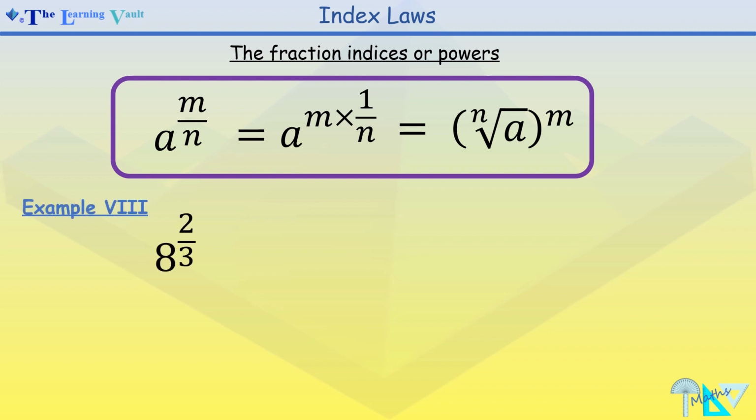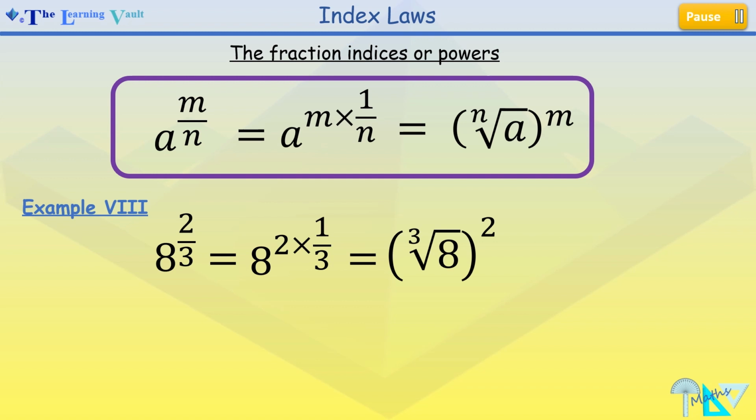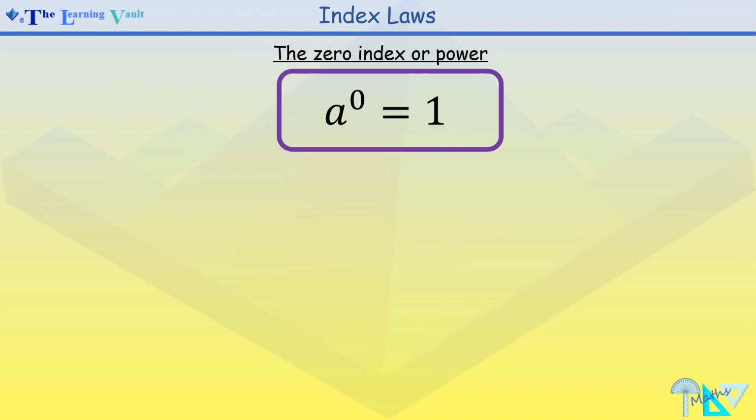Eighth index law, fractional indices. Example 8. You've got 8 to the power of 2/3. You may pause and have a go. Now remember, 2/3 can be split as 2 times a third. So what we are doing here is to find the cube root of 8 and then square it. Cube root of 8 will give us 2. Now don't forget we need to square this answer and our final answer becomes 4.